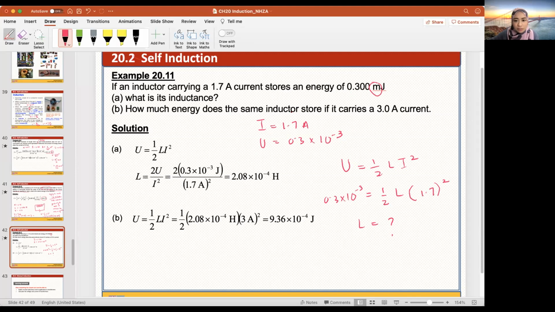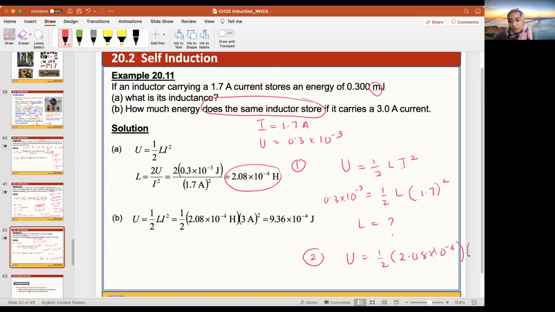How much energy does the same inductor store if it carries 3 ampere current? So this was the first situation. For the second situation, it's using the same L, but it is now carrying a different current. So 1 over 2, the L that they got is 2.08. So you use that value again, 2.08 times 10 to the minus 4. And now your I is 3. In this second situation, it uses the same inductor, but the current is changed to 3. So that's the difference. So now this is your answer, 1 over 2. This is your L, this is your new current.